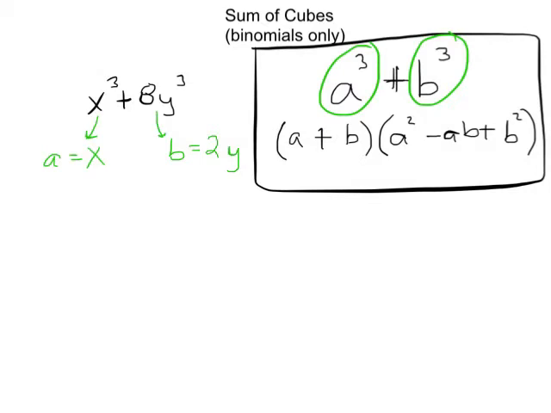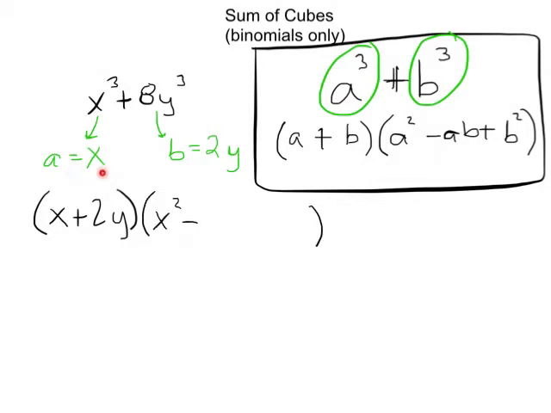The first part of my formula says I'm supposed to have a plus b, so I'm going to do a plus b. The second part of my formula tells me that I'm supposed to do a squared minus ab plus b squared. So I'm going to prep to write down that trinomial. The first part is a squared. What is a squared for this problem? It's x squared. Then we have minus. Then the next part is supposed to be a times b.